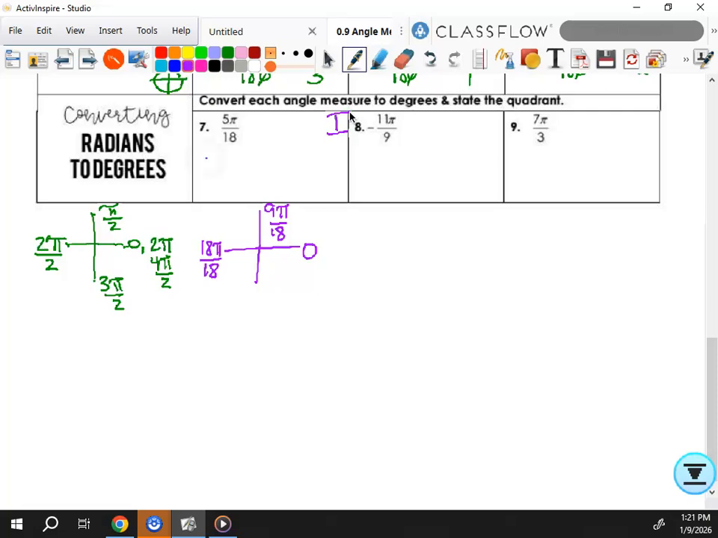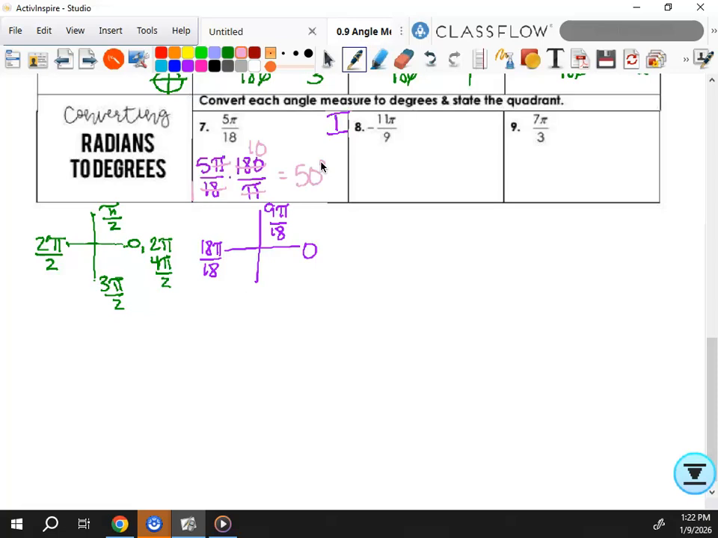So I have 5 pi over 18. I need to get the pi out of it and get the degrees in. So I'm going to multiply by 180 over pi. So then the pi's cancel out. And then 18 goes into 18 once, goes into 180 10 times. So I just have 5 times 10, which is 50 degrees. And that is in the first quadrant. So you kind of check yourself in the end anyway. Any questions at all?